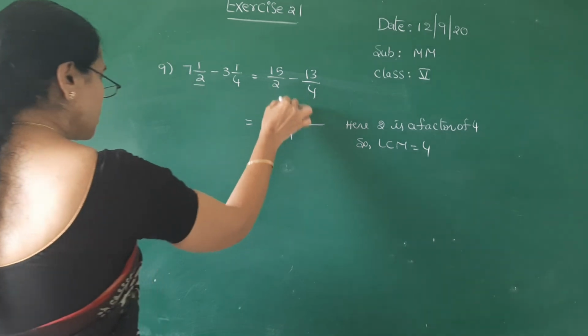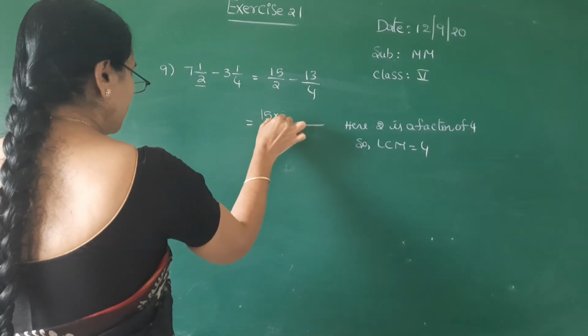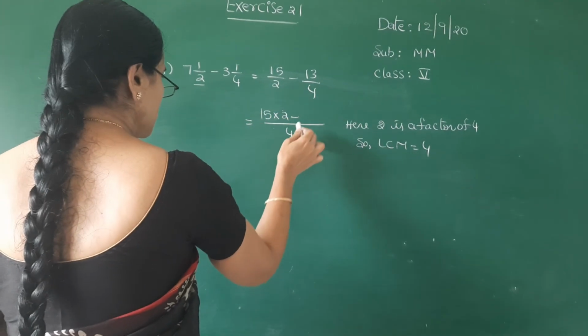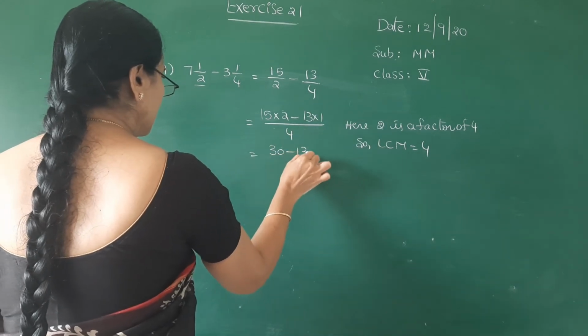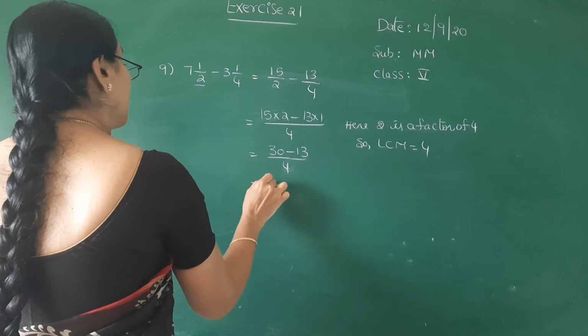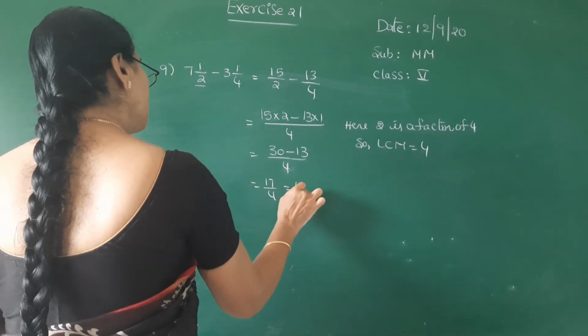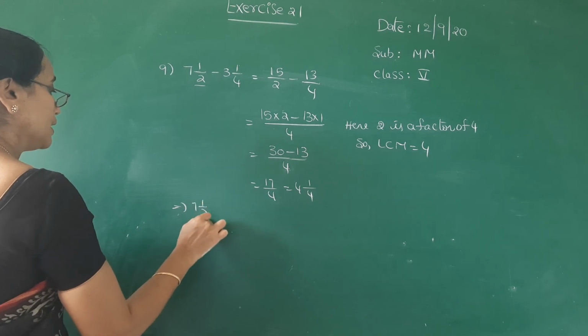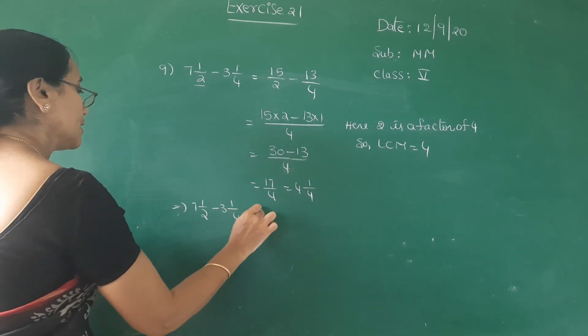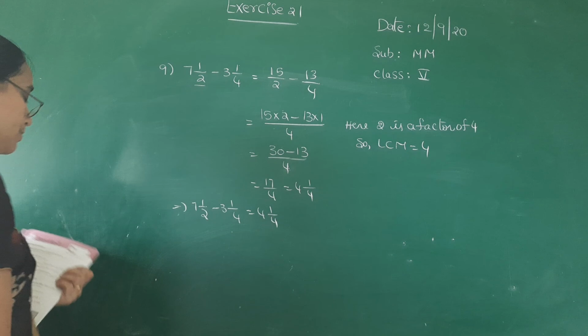Now how many times does 2 go into 4? 2 times. 15 into 2 minus, how many times does 4 go? 1 time, that is 13 into 1. 30 minus 13 by 4. So that is 17 by 4, that is 4 1 by 4. That is the answer. 7 1 by 2 minus 3 1 by 4 is equal to 4 1 by 4.